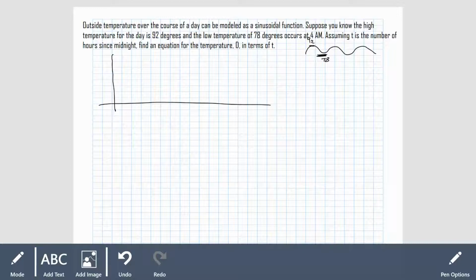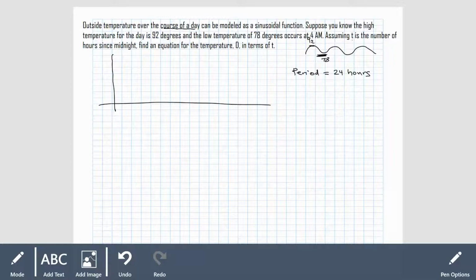The other piece of information that is important here is that it is varying over the course of a day, and that gives you some information about the period. Because it's varying over the course of a day, we would say that a full period is happening every 24 hours. That's the next piece of information we can use.